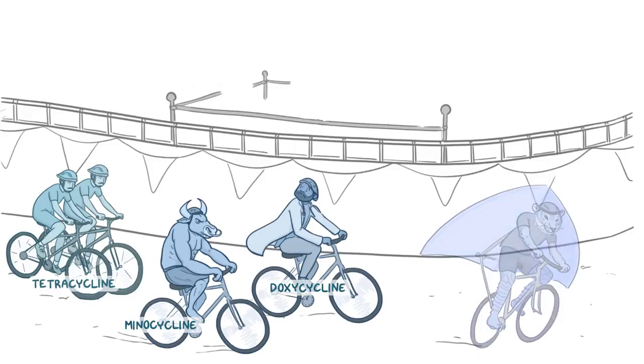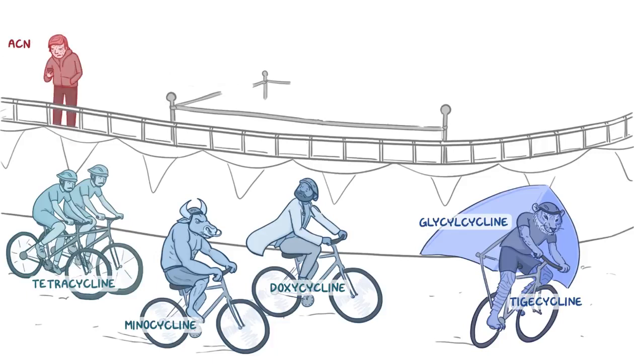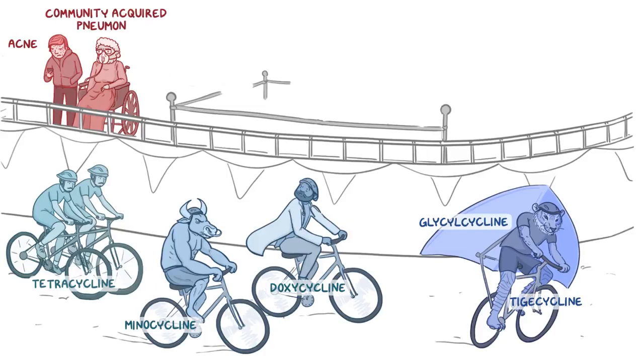Pulling ahead of the others is a tiger for tigecycline, who's riding a heavily modified hang glider bike because it's a glycylcycline, which allows tigecycline to easily glide over bacterial defense mechanisms. For the bugs treated by these medications, let's use the spectators of the race. First, tetracyclines are commonly used to treat acne, so there's a teen with a lot of pimples. His wheelchair-bound grandmother is also there with an oxygen mask to represent community-acquired pneumonia, which is common in nursing homes.